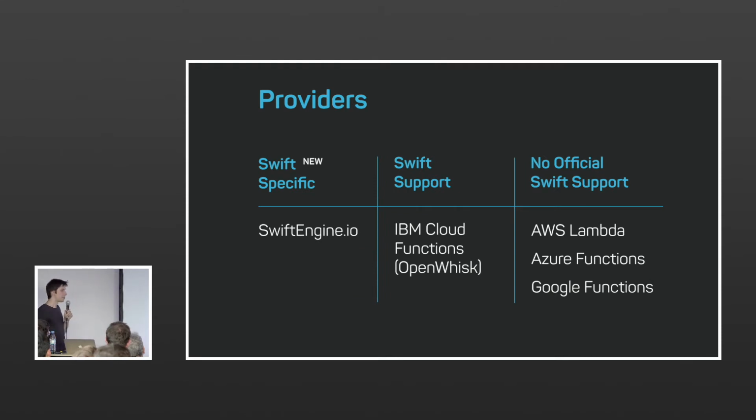Now, because we're using Swift, things are not as simple as they are for everyone. Out of the big providers, AWS, Azure, Google currently don't have official Swift support yet. However, IBM Cloud, as Thomas pointed out last year, has with their OpenWhisk platform. Additionally, there's a lot of movement on the market with new providers like Swift Engine.io actually working on Swift-specific solutions to allow running your Swift code in a serverless manner.